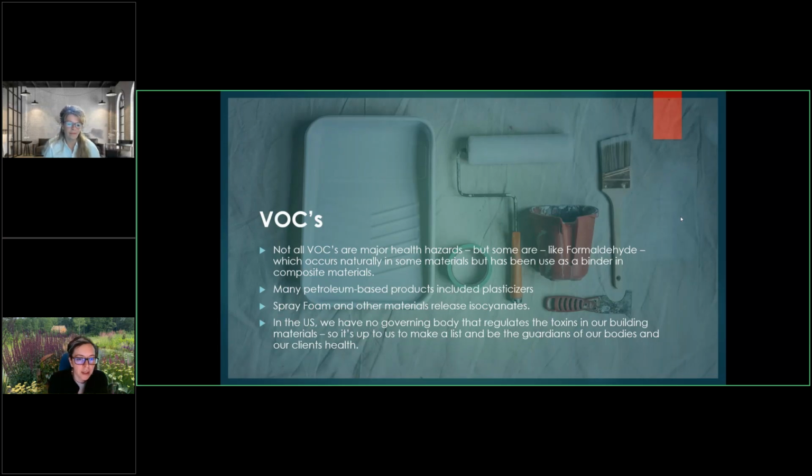VOCs, not all VOCs are a major health hazard. Some are, like formaldehyde, so you don't want products with added urea formaldehyde, but it's naturally occurring, and depending on how hot it is when they dry your wood, you may actually increase the formaldehyde in just typical wood. Many petroleum-based products have plasticizers in them. So essentially think of it, if it's flexible or easily spreadable, it has something in it that takes it from hard plastic to easier to use plastic.